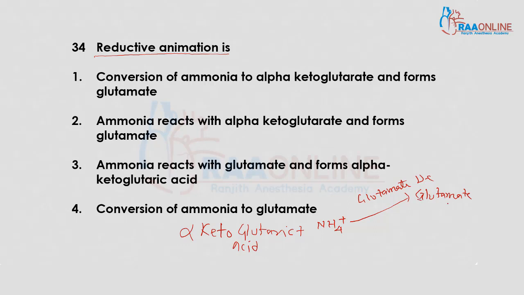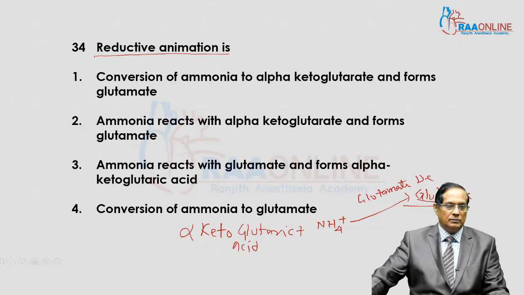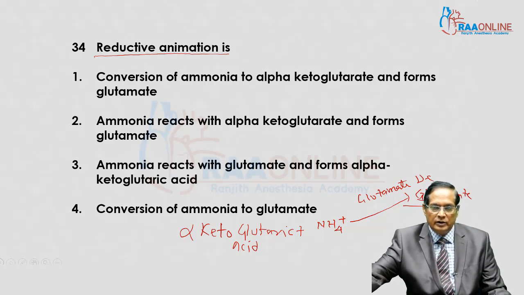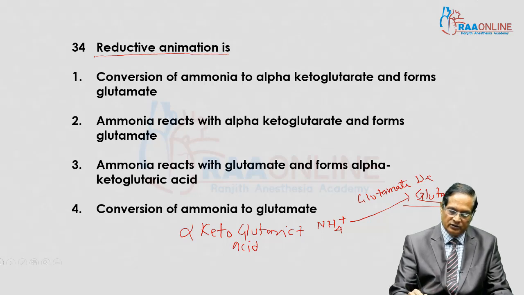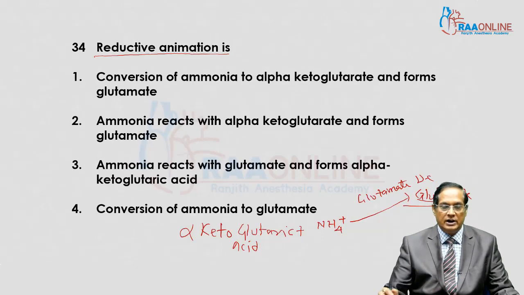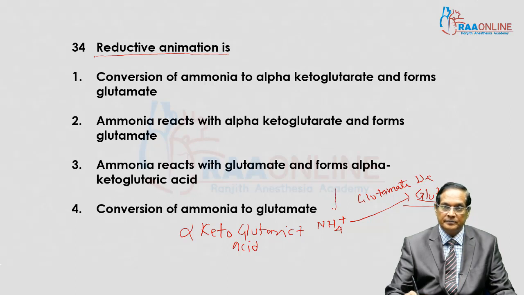Glutamate is the main amino acid. So see the answer. Reductive amination is the inclusion of ammonium ions with alpha ketoglutaric acid in presence of a hydrogen donor. Here a hydrogen donor is also required, and the hydrogen donor is NADPH.